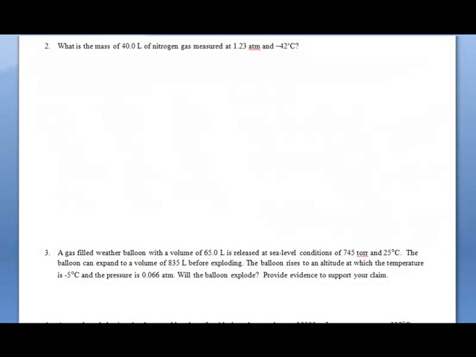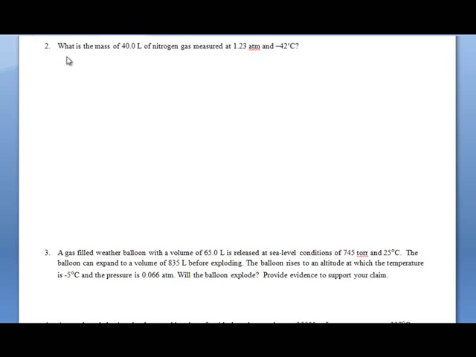Okay, this is problem number 2 with worksheet 10. What it says is we have 40 liters of nitrogen, and it's measured at 1.23 atmospheres and minus 42 degrees Celsius. So this looks like a PVnRT problem. I have a gas. I know 3 things about it.